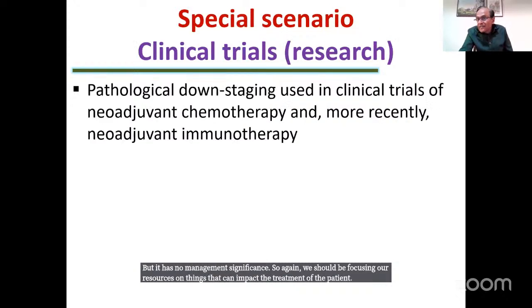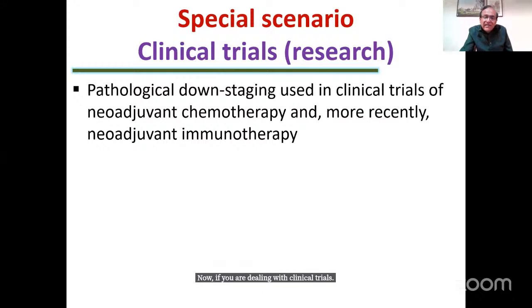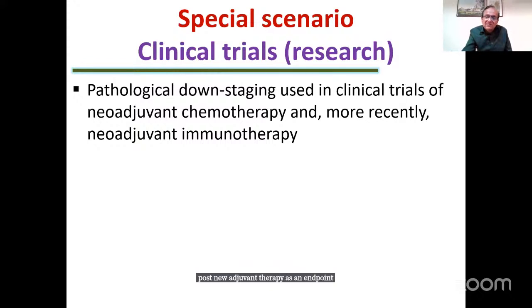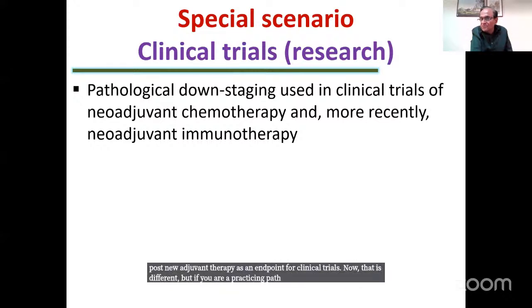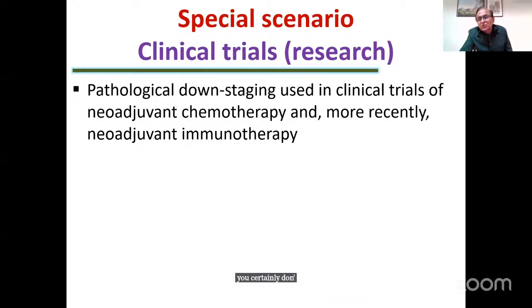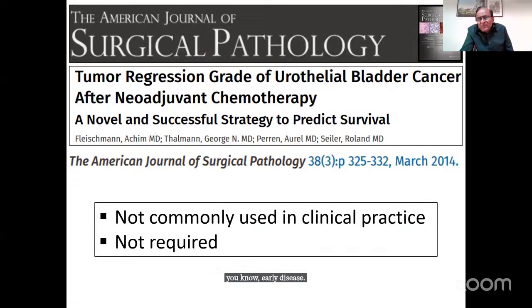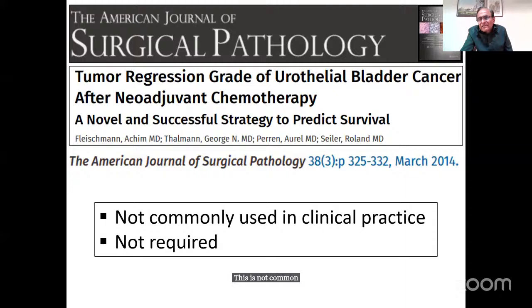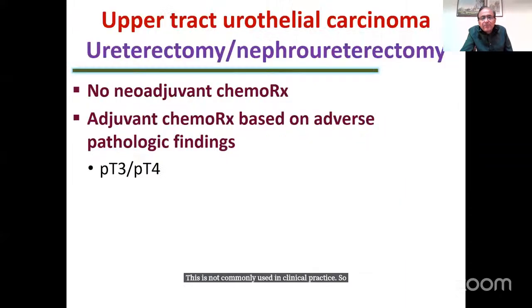Now, if you are dealing with clinical trials, it's slightly different, because there you might be interested in the residual Ta or T1 disease post-neoadjuvant therapy as an endpoint for clinical trials. That is different. But if you're a practicing pathologist in a community hospital, you certainly don't have to worry too much about early disease. Again, like in other organs, there has been a suggestion of a tumor regression grade for urothelial carcinomas. This is not commonly used in clinical practice, so currently it is not required.